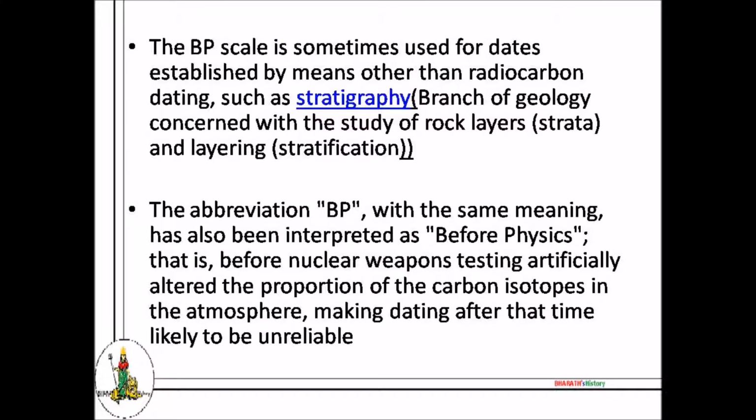The BP scale is sometimes used for dates established by means other than radiocarbon dating, such as stratigraphy. It is also a branch of geology concerned with the study of rock layers and layering. BP is also interpreted as before physics, that is before nuclear weapon testing artificially altered the proportion of the carbon isotopes in the atmosphere, making dates after that time likely to be unreliable.